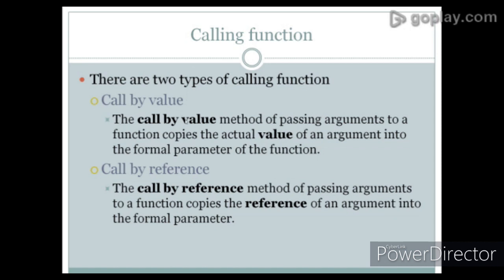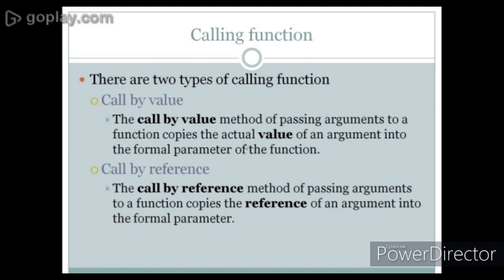Call by value. The call by value method of passing arguments to a function copies the actual value of an argument into the formal parameter of the function. So here we have used x and y as the function parameters, and we have passed the values a and b. In the call by value method, this function only takes the value of the passing arguments. That is, we pass a and b. This function only takes the values, that is a equal to 10 and b equal to 20. It copies those values into x and y.